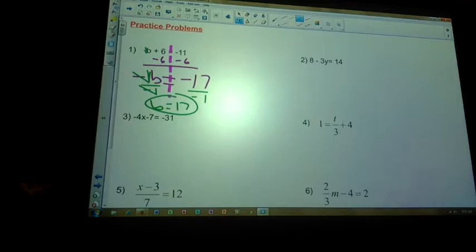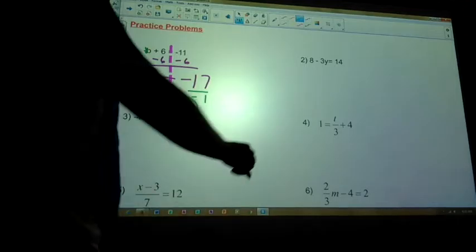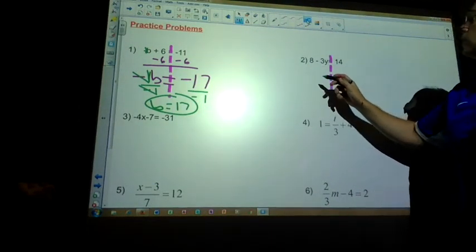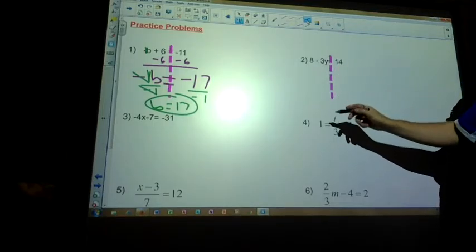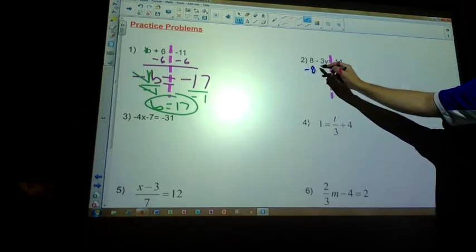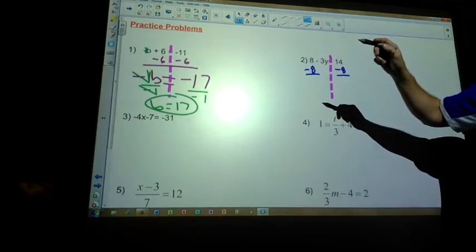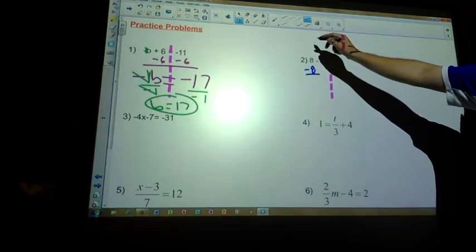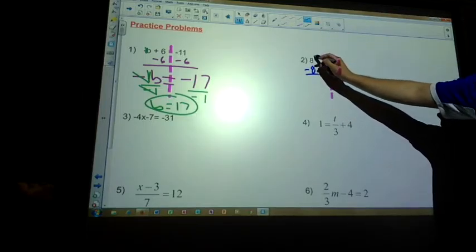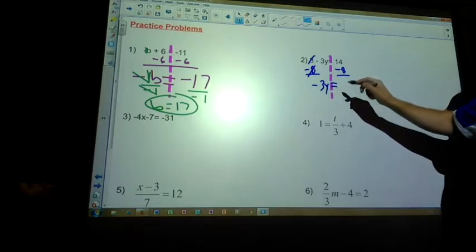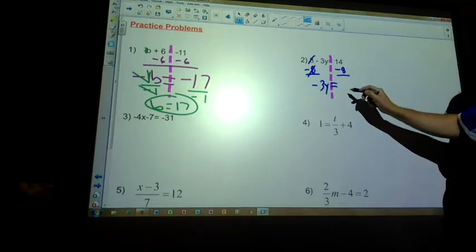Do I have another volunteer who wants to help? All right, go ahead. What am I going to do to both sides? Subtract an 8? Yeah. Waiting. Why is it a subtraction? What is the 8? 8 is a positive. I like it. So that cancels. So I get -3y equals, still with me? What do I get? 6.